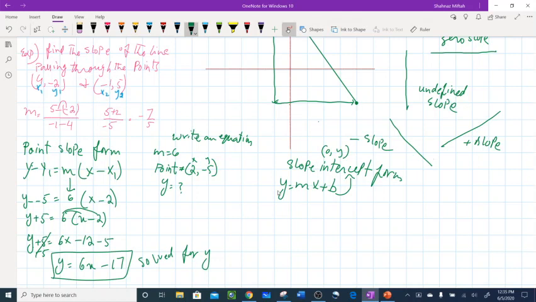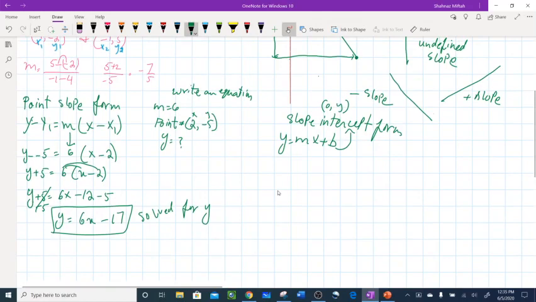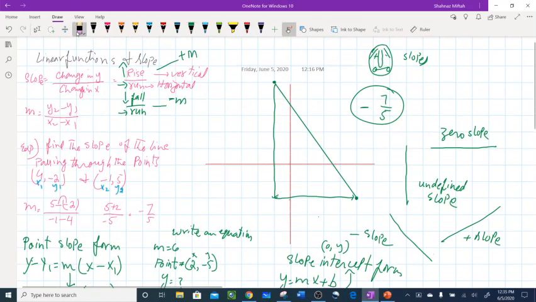Now, the question in the next one is asking, I'm going to erase that because I need this graph.